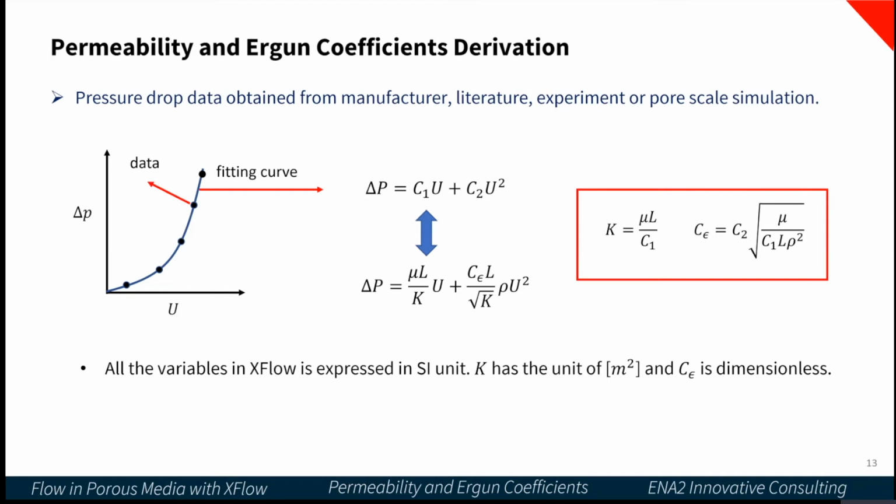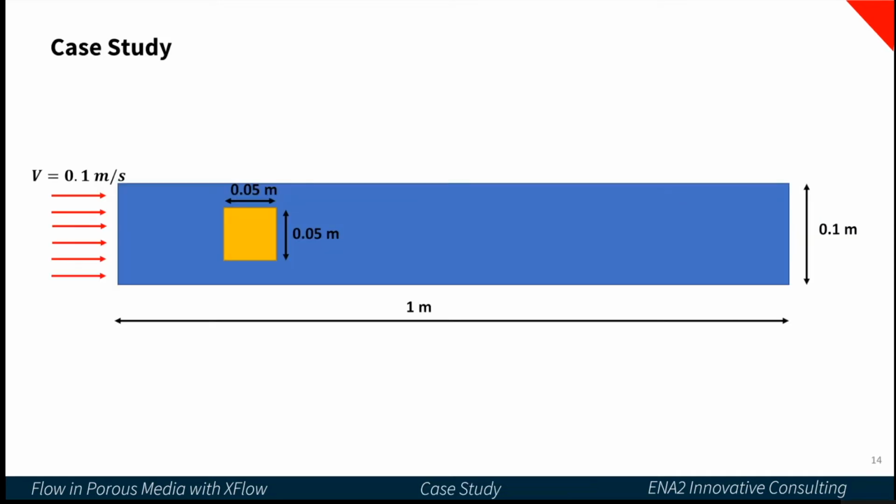So as a summary, you need to have the permeability and Ergen coefficient ready. So you import your geometry, you define your geometry as a porous zone, and you define the permeability and Ergen coefficient of your porous medium. That's all the story here in XFlow, even in other softwares.